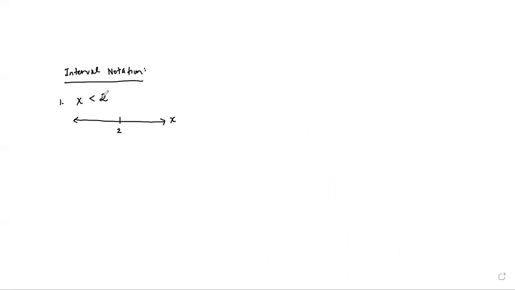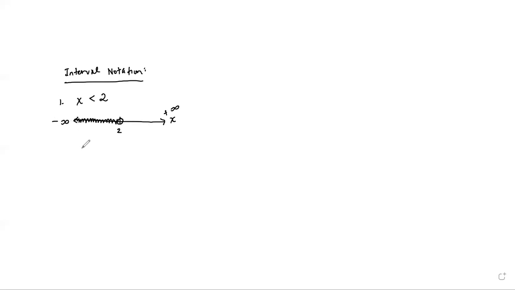Since 2 is not included because there's no equality symbol here, graphically it will be represented by a hollow point. And then everything to the left of 2 are solutions of this inequality. Now for the interval notation, the leftmost part of the number line is negative infinity and the rightmost part is positive infinity. So to write this in interval notation, we will read the graph from left to right.